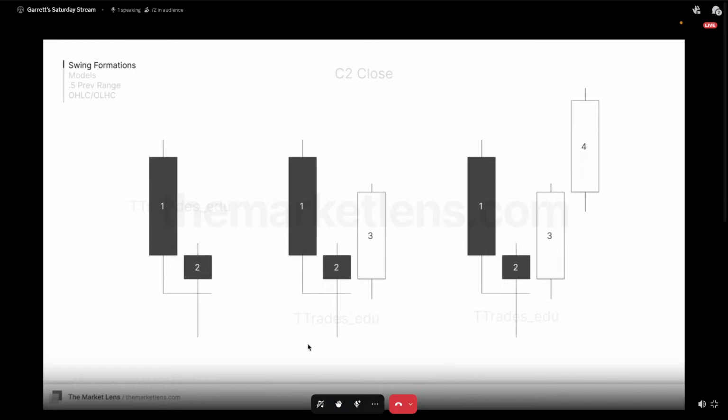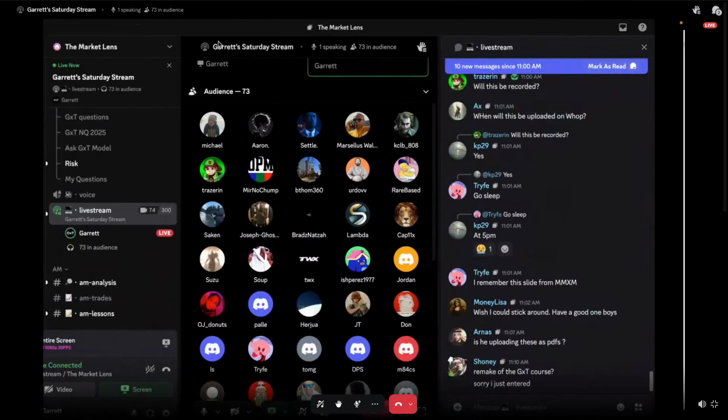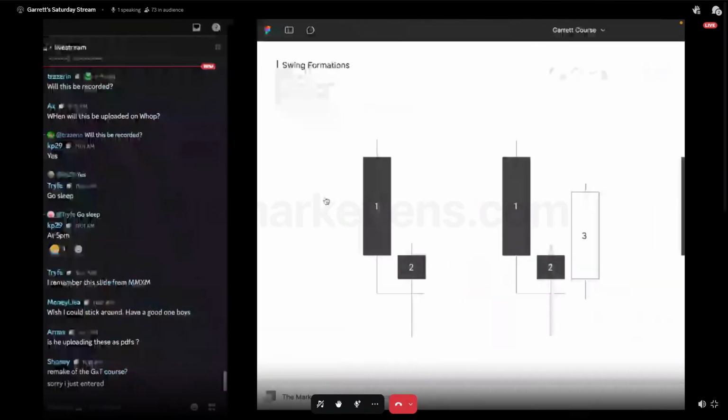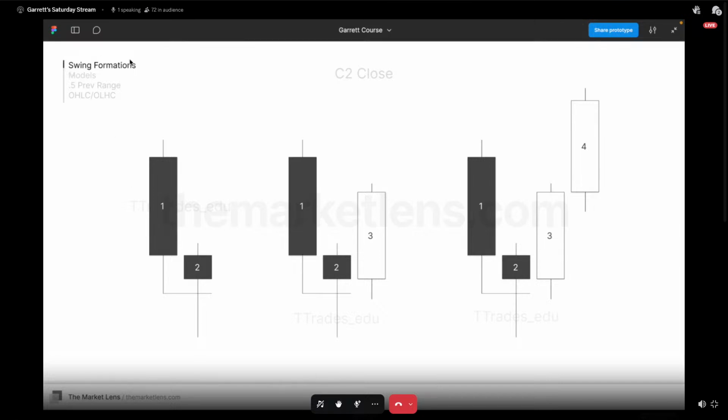So now going into some more basic stuff. Now we're on to swing points. This is going to be super basic, but we're going to put it all together. So let me just make sure we're good here. Are we good here? Yes, we are. Okay. All right, so now we're on to swing formations, right?